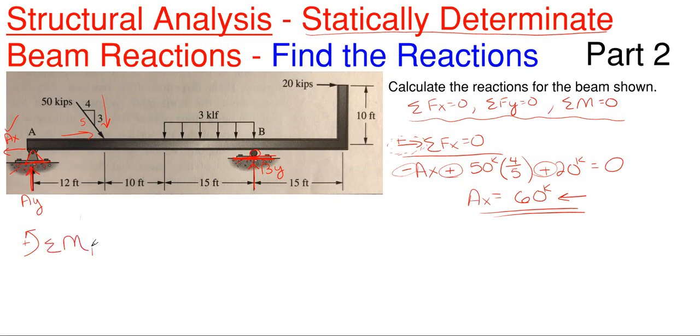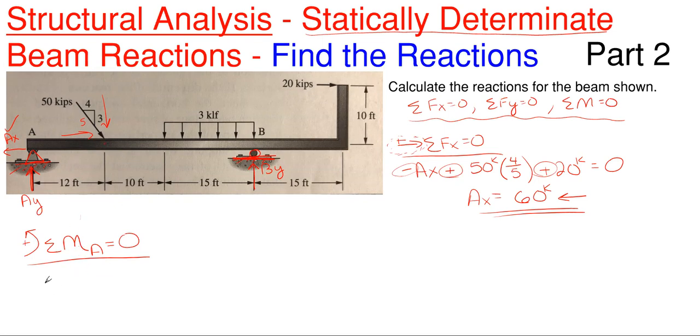So summing moments, and let's just sum about one of our reaction points so it drops out. So summing about point A. All the moments have to be in equilibrium about point A. So A sub X and A sub Y go right through point A. Don't include them. The horizontal of the 50 technically goes right through A, so we're not going to include it because technically it's going to act like right there.